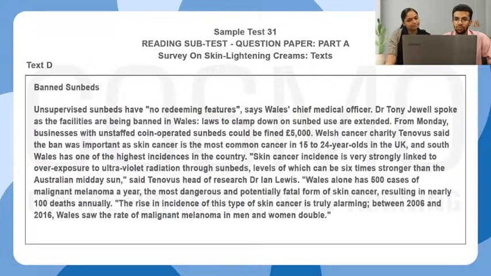And finally, for text D, the main keyword is in the heading itself, which is sunbeds. So that's a keyword. And then there is Wales. Text D talks about this location Wales a lot. So Wales is a keyword. Then sunbeds, we have already mentioned that. Ultraviolet radiation, then a specific type of cancer is mentioned in text D, which is malignant melanoma. Okay, so these are the keywords that we can quickly identify from these four texts.